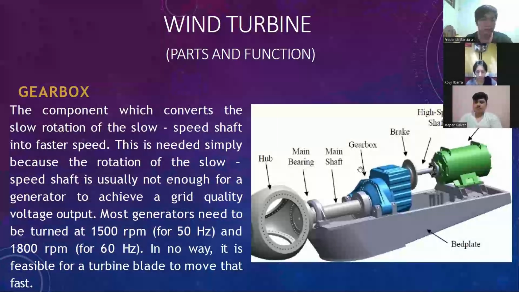Okay, so finally, we have a gearbox. Could one of you please read? Okay, so gearbox. The component which converts the slow rotation of the slow speed shaft into faster speed. This is needed simply because the rotation of the slow speed shaft is usually not enough for a generator to achieve a grid quality voltage output. Most generators need to be turned at 1,500 RPM for 50 Hz and 1,800 RPM for 60 Hz. In no way is it feasible for a turbine blade to move that fast.